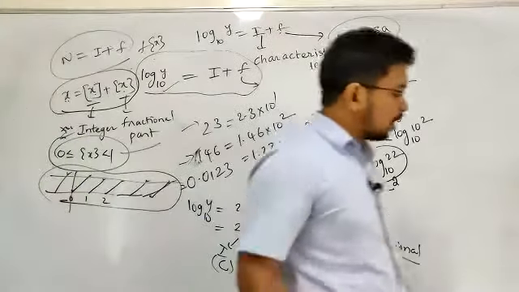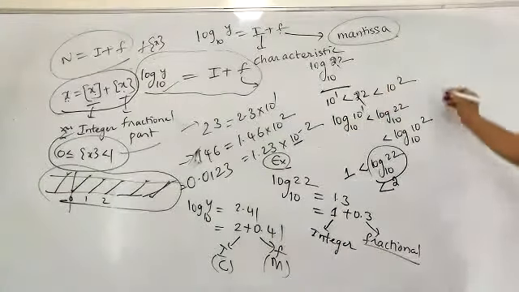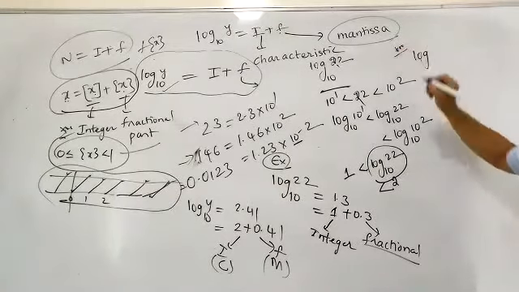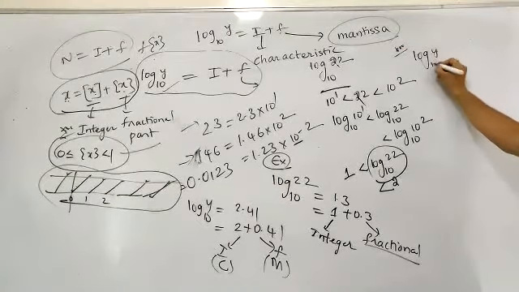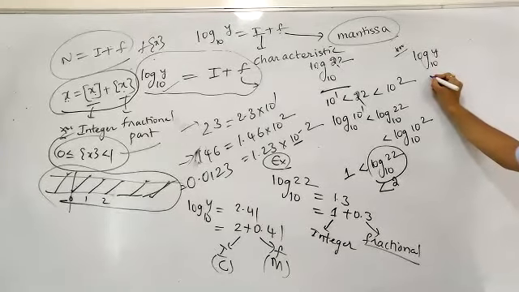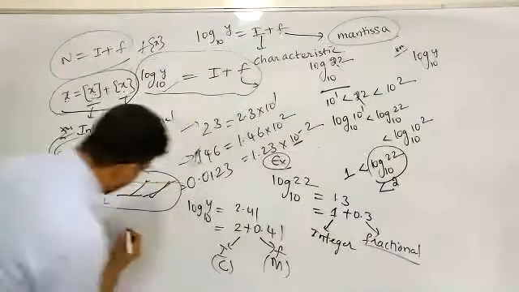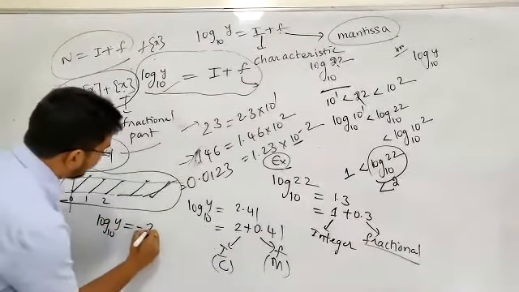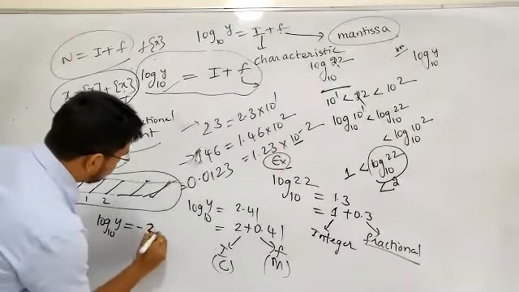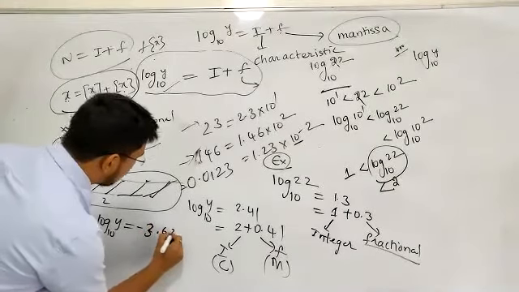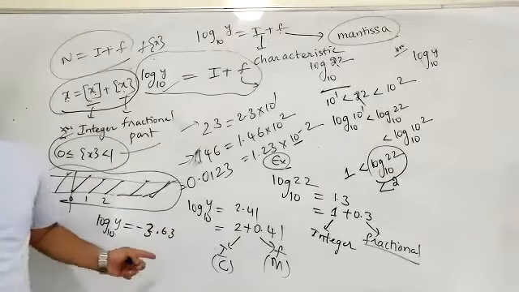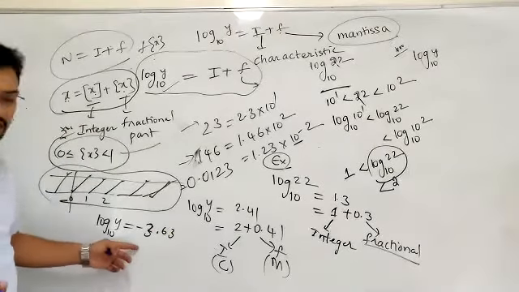Now this is important. Many students make mistakes here. Be attentive here. Let's say log y to the base 10 is something like minus 3.63. If I write log y to the base 10 is minus 3.63.